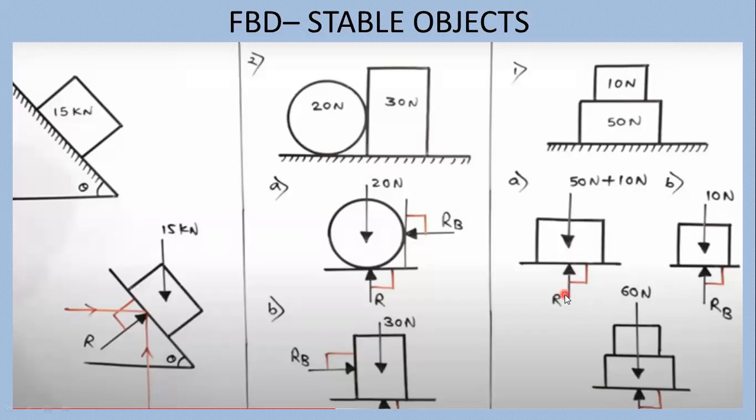Okay. Now let's consider only the 10 Newton object. Now for that 10 Newton object, there is another force which is RB, that is resulted by the 50 Newton force. Now for the 10 Newton object, the 50 Newton object is just a table for it, just a flat surface for it. Okay. So therefore, according to Newton's third law, to every action there is equal and opposite reaction.